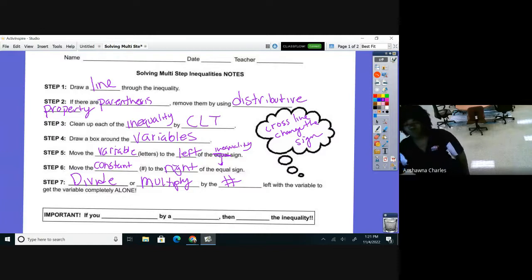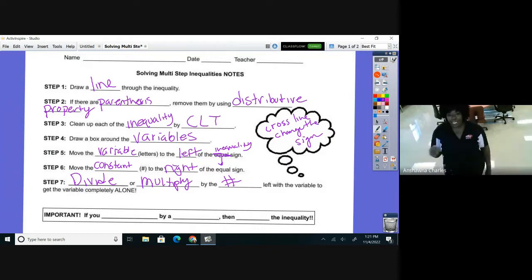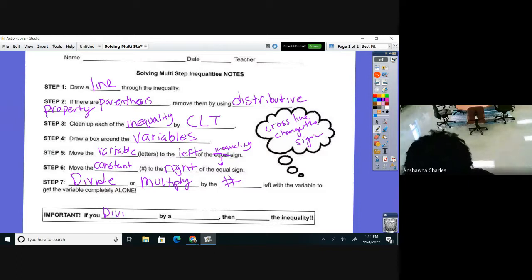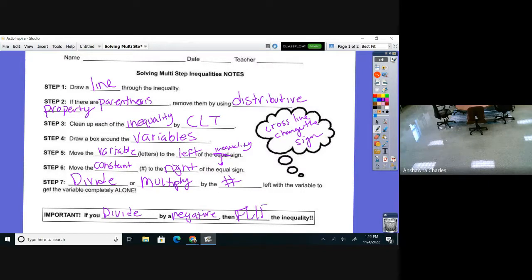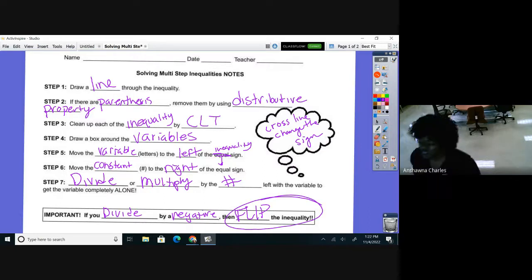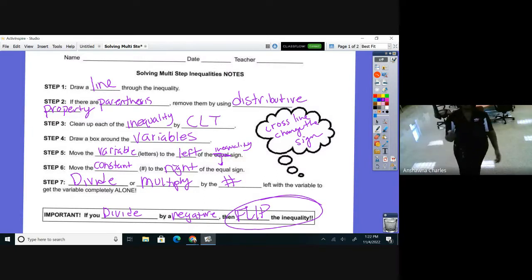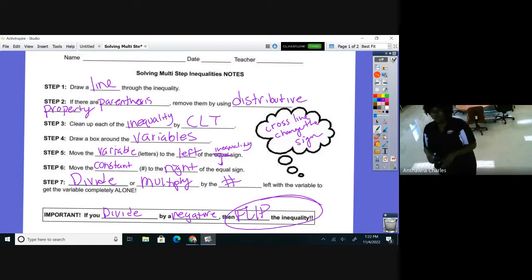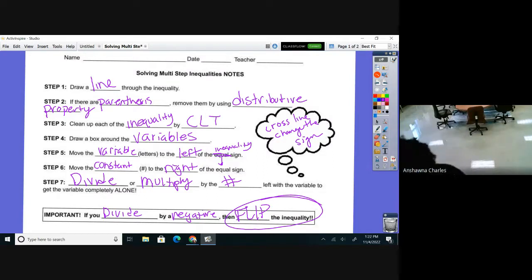So the only difference between this and solving an equation is that if you divide by a negative number, then you will flip the inequality. Okay, this is very important. They like to do that to you. If you divide by a negative, you flip the inequality. Press pause if you need to, because I just wrote that pretty quickly, so you can make sure you have this in your notes. And then we're going to do some examples.